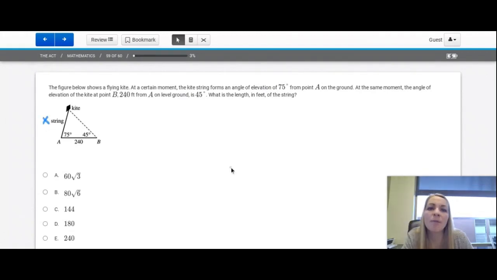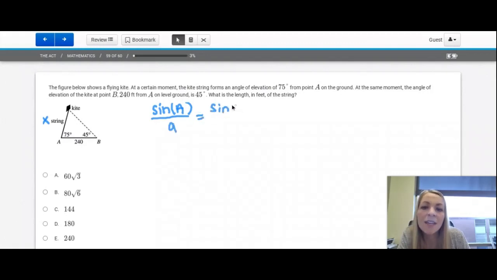This is a perfect problem to use the law of sines, which is the sine of some angle A over its corresponding side A is equivalent to the sine of some angle B over its corresponding side B. And I'm going to show you how to set this up. The first thing we need to do, because we're given this side and I need information about two sides, is use the triangle angle sum theorem to get this angle. I do that by taking 180 minus 75 minus 45.